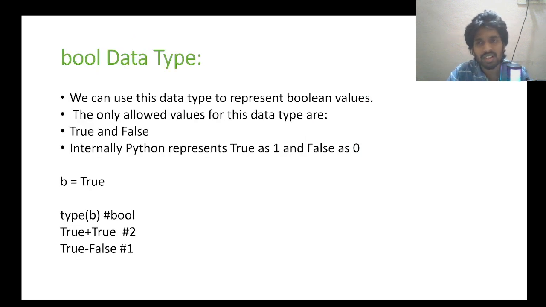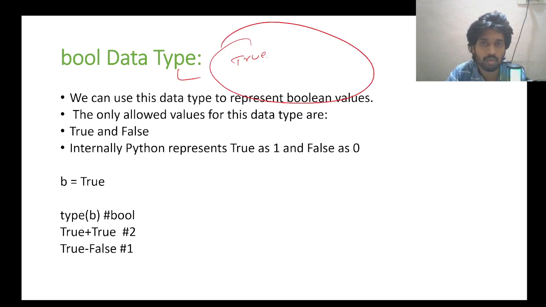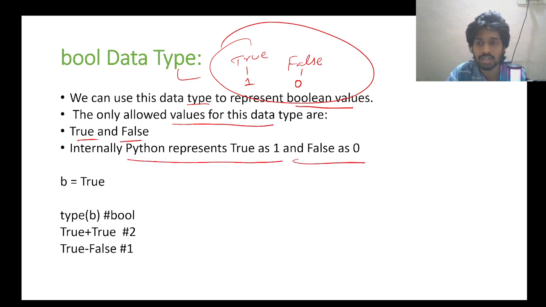Then we'll discuss the bool data type here. Bool is nothing but the boolean data type. This boolean data type has only 2 values. One is true and the other one is false. True is internally represented as 1 and false is internally represented as 0. So we can use this data type to represent boolean values. The only allowed values for this data type are true and false. Internally, Python represents true as 1 and false as 0.